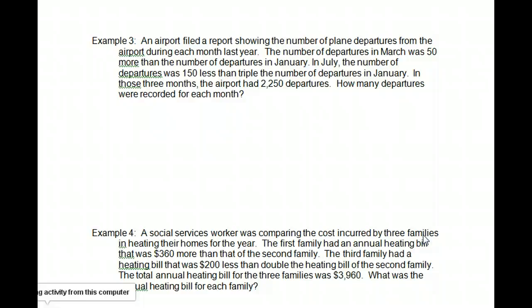Okay, by now you should have had an opportunity to solve this problem on your own. The problem said that an airport filed a report showing the number of plane departures from the airport during each month last year. The number of departures in March was 50 more than the number of departures in January. In July, the number of departures was 150 less than triple the number of departures in January.